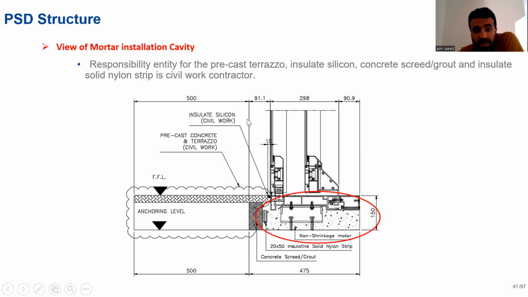We have here insulate silicone. This insulation material is very important in the system to isolate PSD from the track, not from the track, from the ground, to prevent the electric current from moving from PSD to the ground itself, which may affect the passenger.